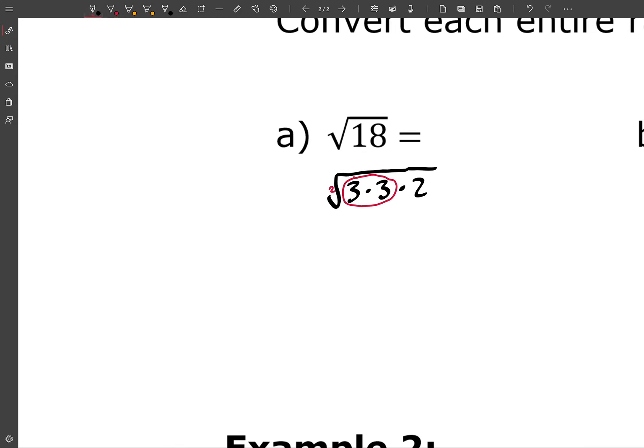wrong color. When I pull those out, only 1 comes to the outside. And then the only thing that's left on the inside is the 2. I don't know why I made the radical that long. It was unnecessary. So the answer to this one was 3 root 2.